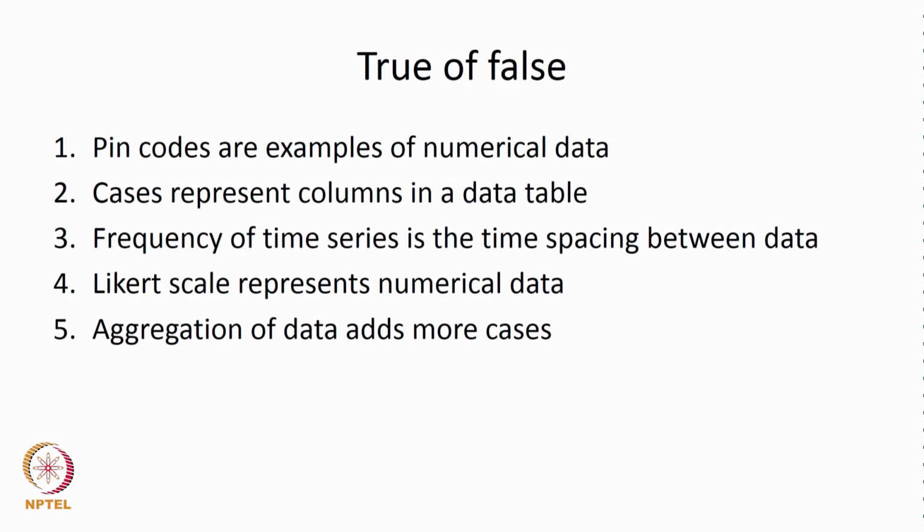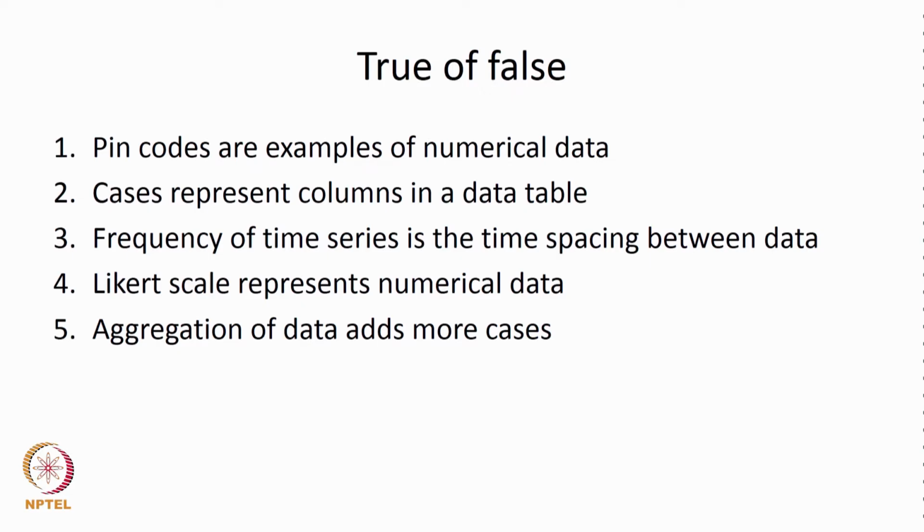Now, let us look at some more examples to understand. Pin codes are examples of numerical data. Is it true or false? The answer is false, and pin codes are examples of categorical data. Even though pin codes are numbers, one might immediately think that it would represent numerical data. Actually, it does not represent numerical data, because we can neither add or subtract, nor can we multiply, divide and make meaningful conclusions out of that, and therefore, pin codes are examples of categorical data.